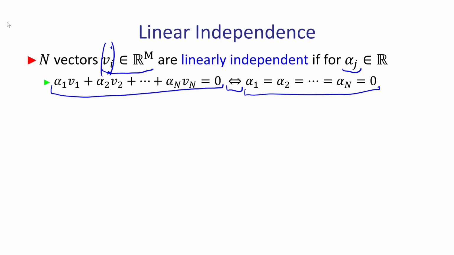One direction here is obvious. If all of the coefficients are 0, then this direction is trivial, because clearly 0 multiplied by some vector plus 0 multiplied by some other vector plus 0 multiplied by a third vector and so on will be 0. But the other direction is not always obvious and sometimes not true, and sometimes is true. So let's take a few examples. Vectors (1, 2) and (2, 4) are not linearly independent.